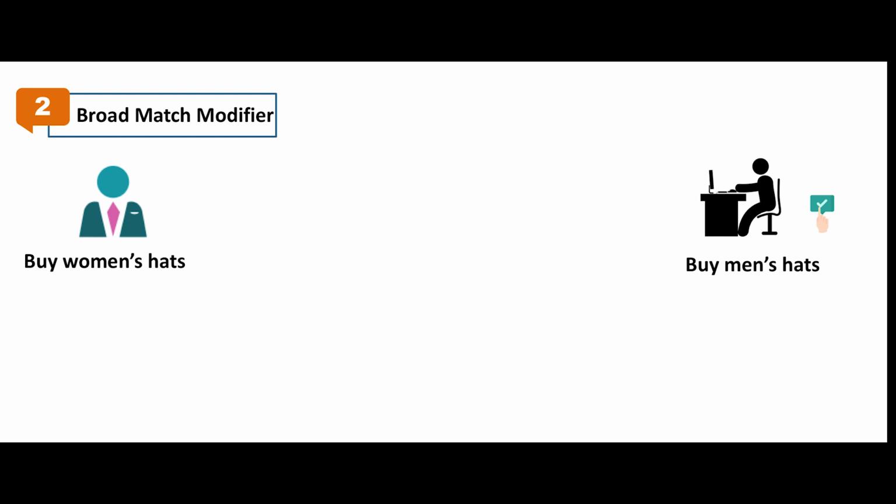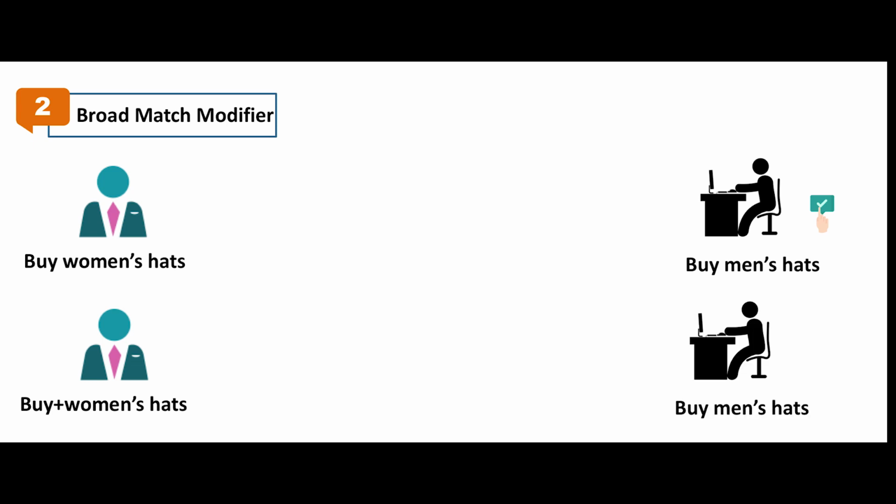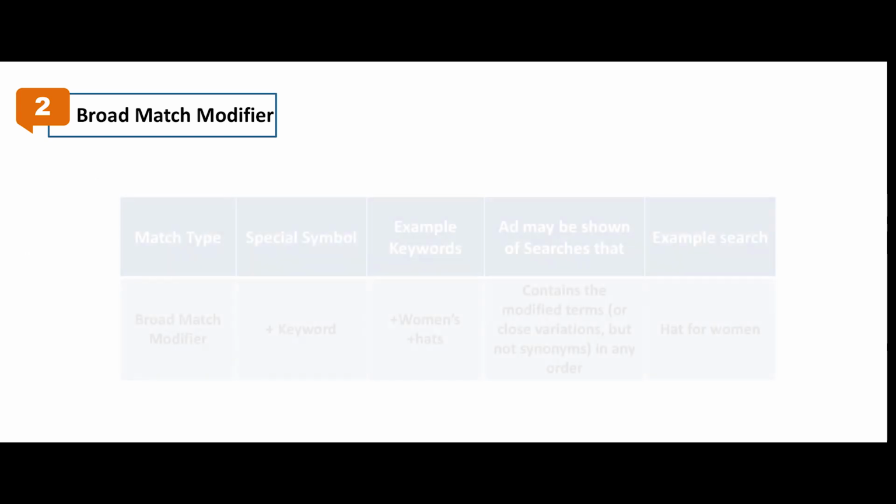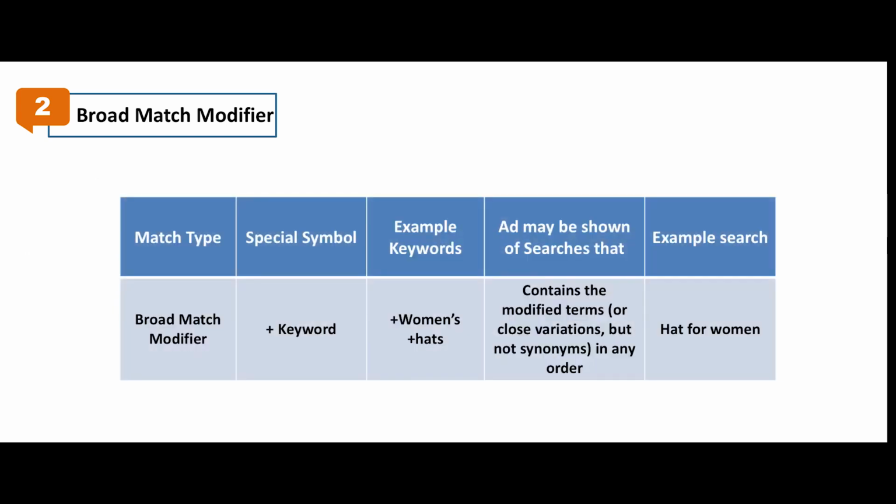But if I use broad match modifier by using the plus sign before the word women, like buy +women's hat, then this is the indication to Google to trigger my ad only if the word women is included in the search query. In this case, if someone searches for buy men's hat, my ad will not be triggered. So it is very clear, to narrow down your audience and bring quality traffic to the website, broad match modifier is quite useful. And here is the checklist of broad match modifier.